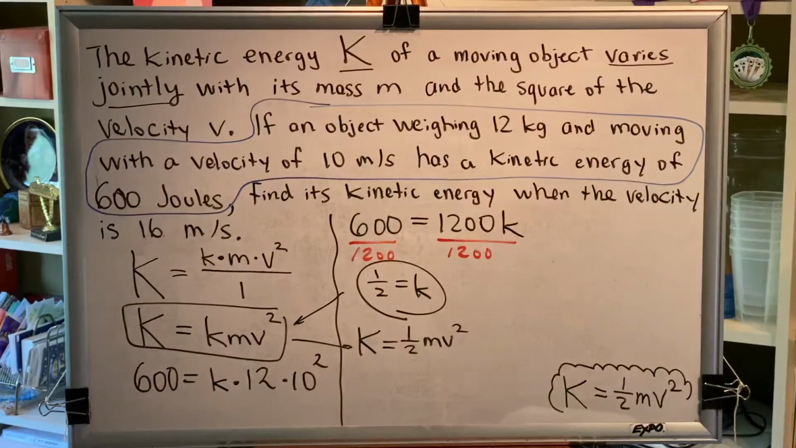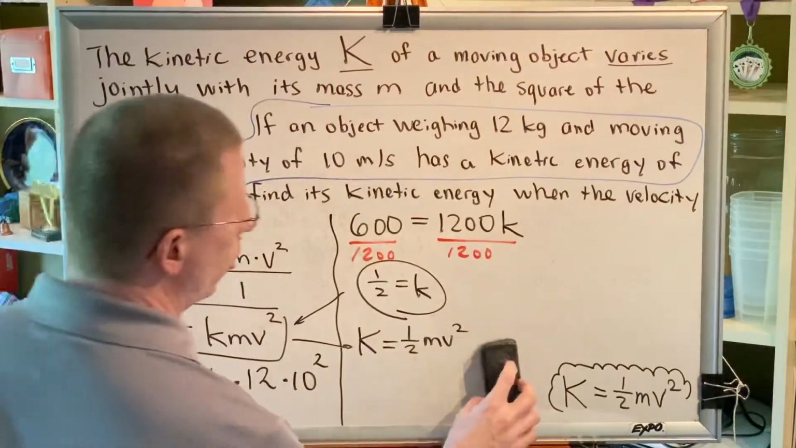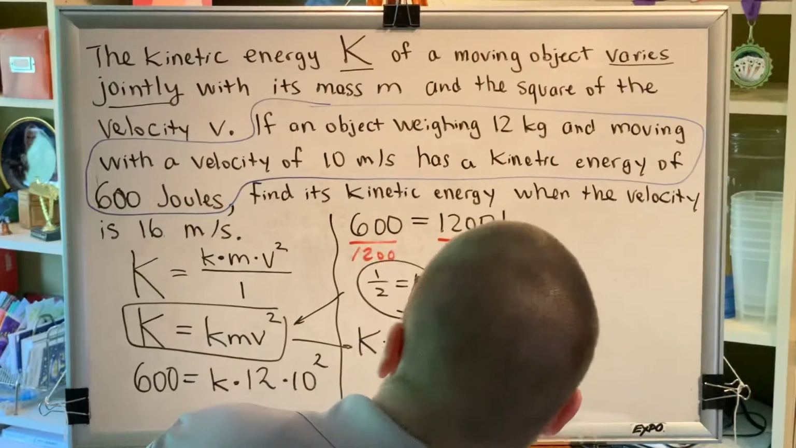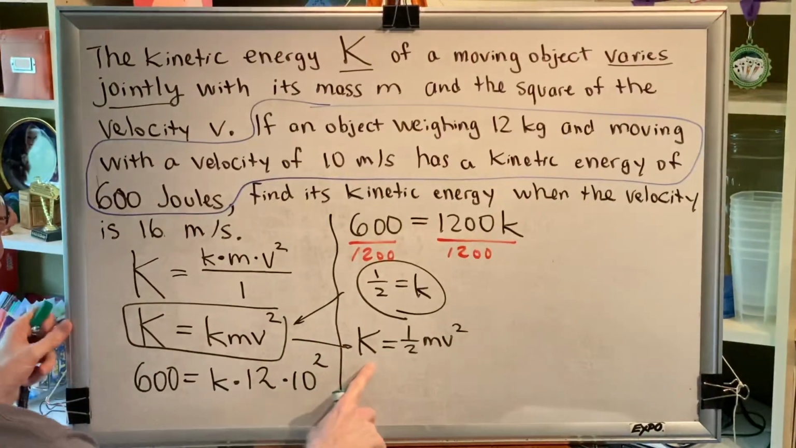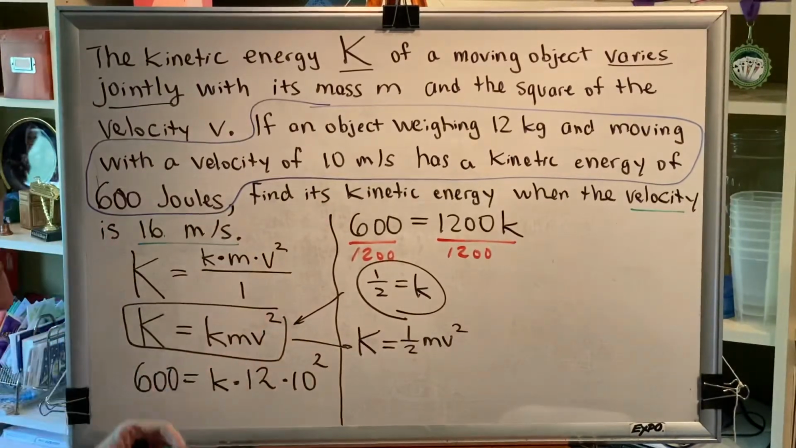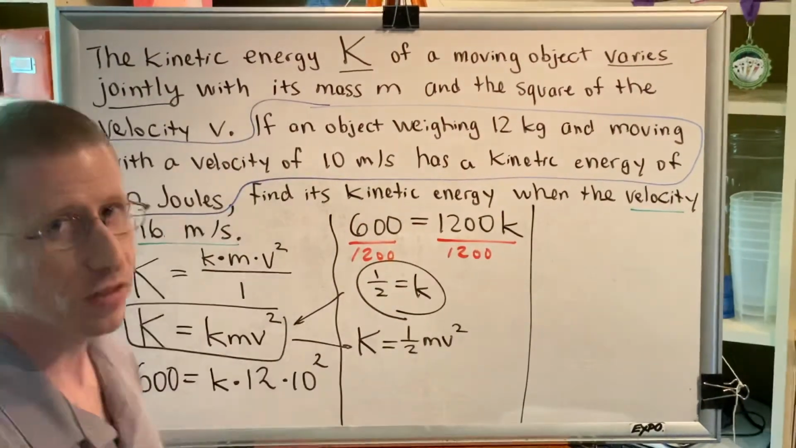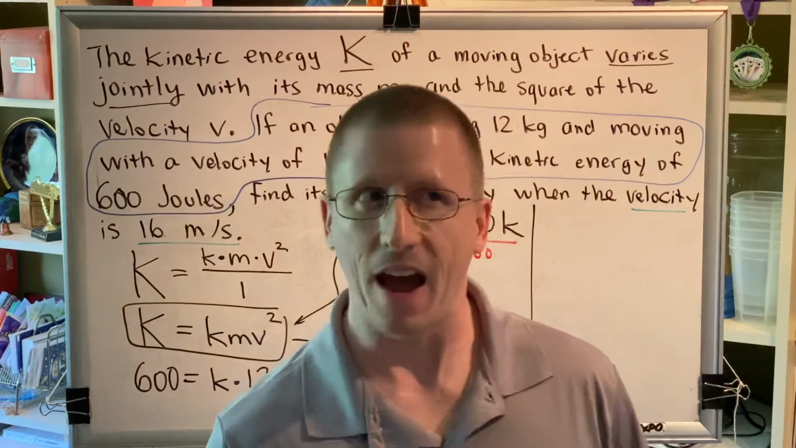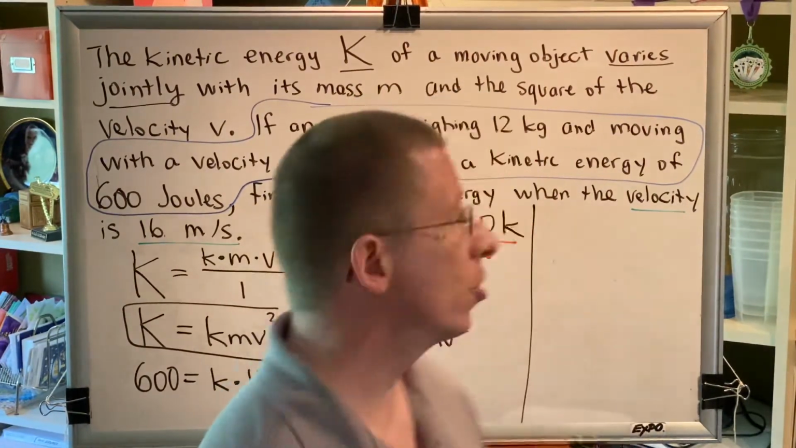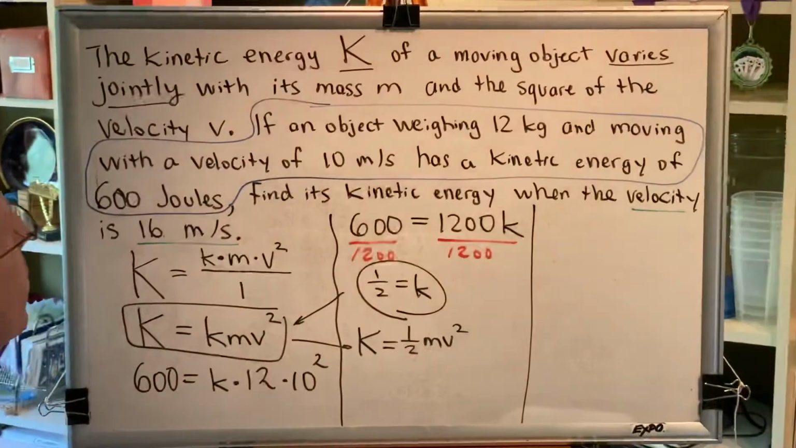All right, so now that we have proven our famous physics equation, we can use it to predict the future. Our last sentence says, find the kinetic energy, find capital K, when the velocity is 16. Now you might be thinking, wait a minute, don't they also have to give me the mass? And the answer is yes and no. The thing about an object is its mass doesn't change. So if the mass was 12 kilograms before, it's still going to be 12 kilograms after.